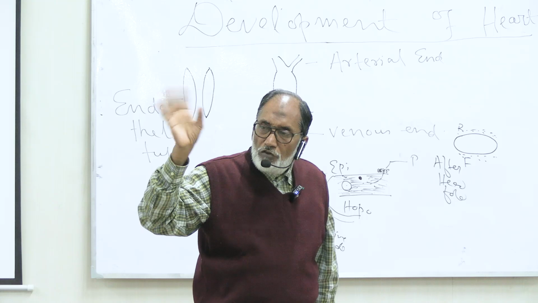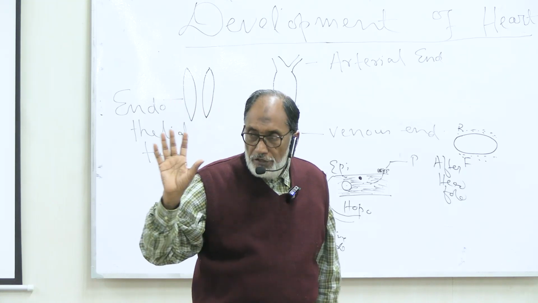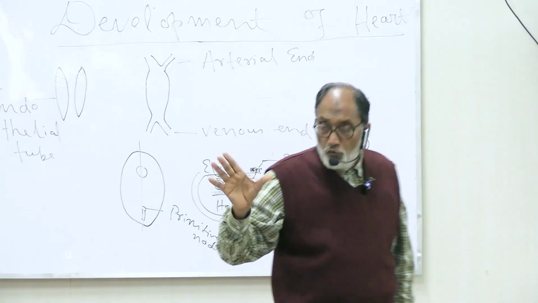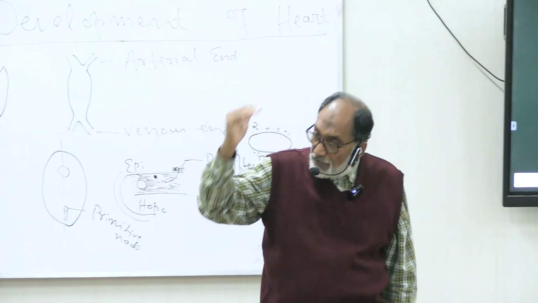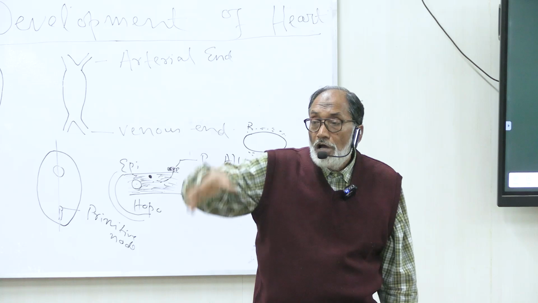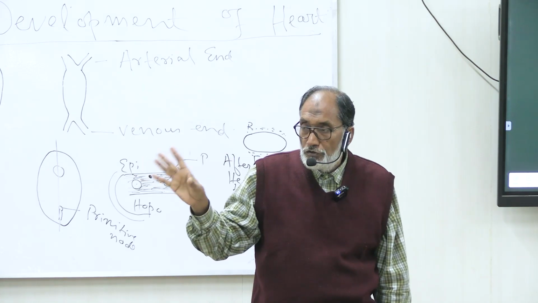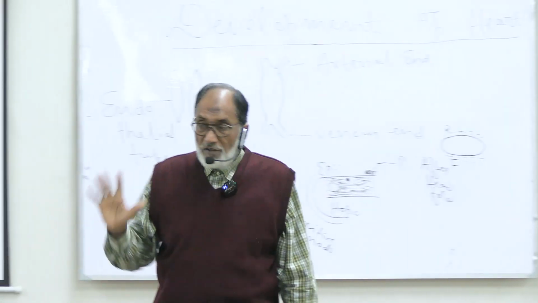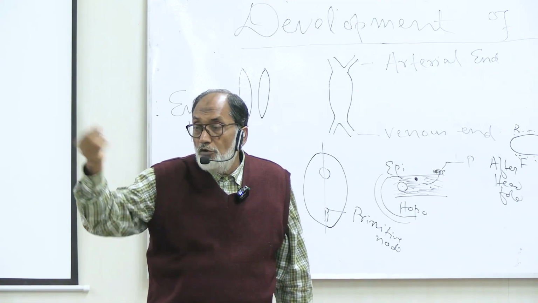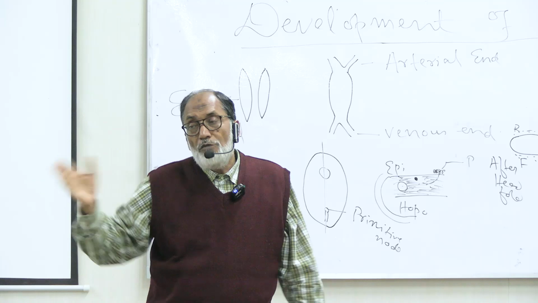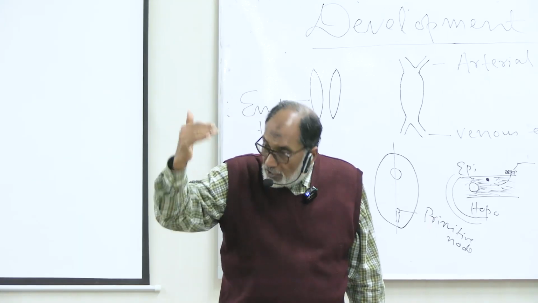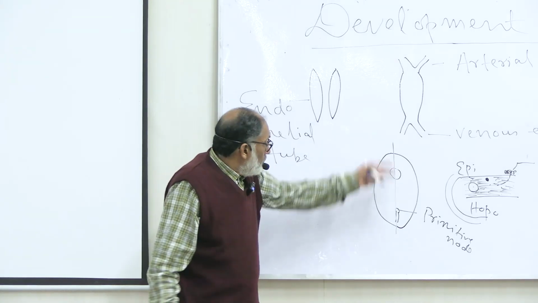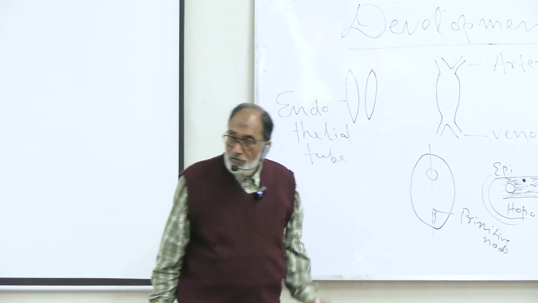All parts of the heart will develop from the primary heart field, and the secondary heart field will give rise to part of the right ventricle and the outflow tract of both ventricles. The rest will develop from the primary heart field. Where are the primary heart field cells coming from? They come from the epiblast, from the caudal part of the epiblast on either side.